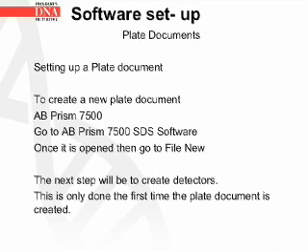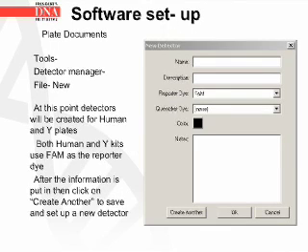To create a new plate document for the AB Prism 7500, go to the AB Prism 7500 SDS software, and once it is open, go to File, New. The next step will be to create detectors, and this is only done the first time the plate document is created. Under the Tools menu of the SDS software, go to Detector Manager, then File, then New.